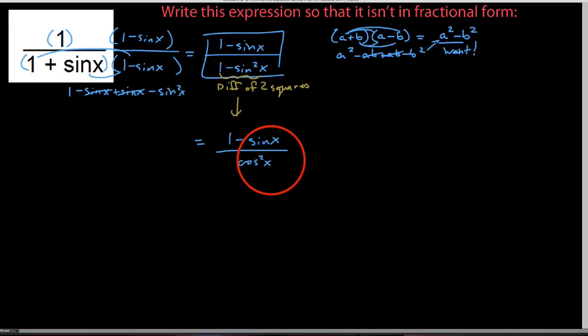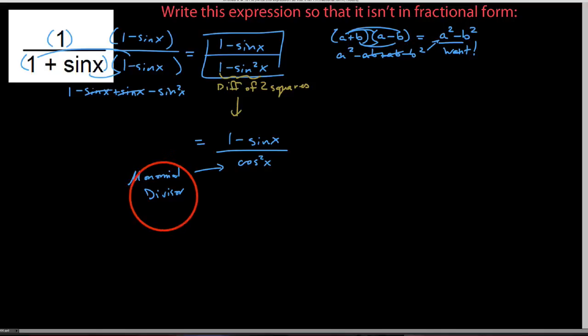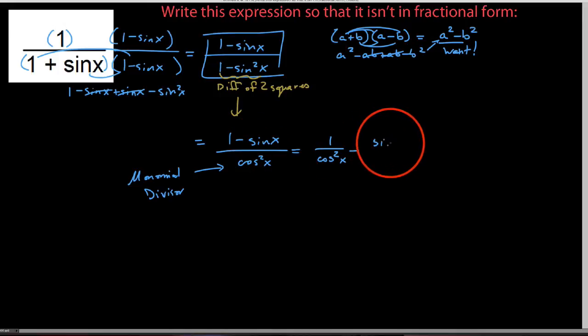Okay, so just like I mentioned in our last video, the reason why this is so beneficial to us here, and you notice we still have a fraction, I wanted to get this out of fraction form. But the idea is this: we have a monomial divisor. And recall that when you have a monomial divisor, it means that you can take all of the terms in the numerator, which we have 2 terms, and split them up over this denominator, which allows us to arrive at this. We have 1 over cosine squared of x, minus now sine to the first power, so sine x over cosine squared of x.